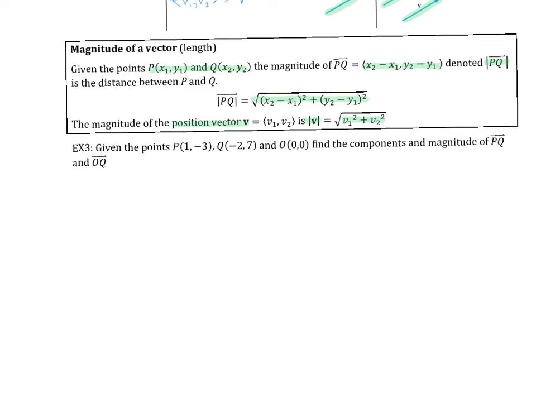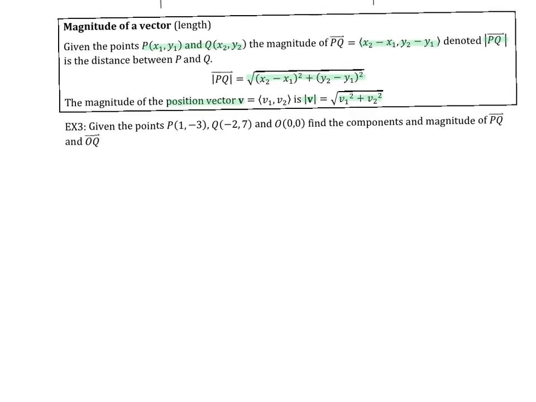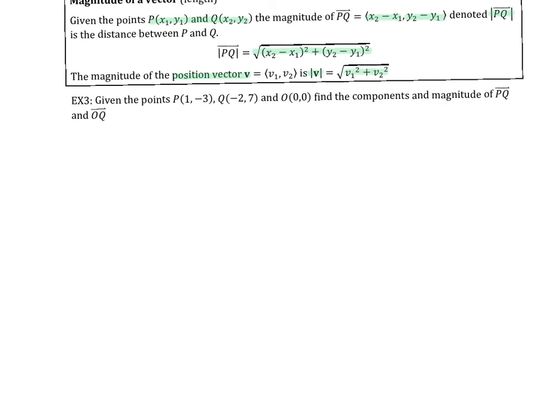Example 3, we have the points P and Q, and the point 0, 0, which we'll call O for origin. We want to find the components and magnitude of PQ.